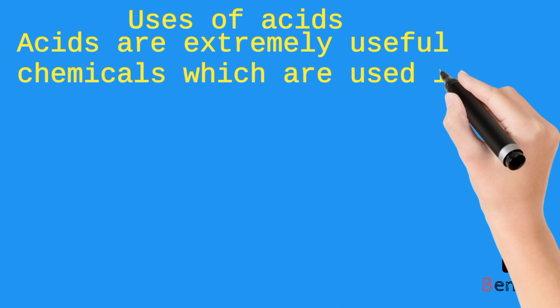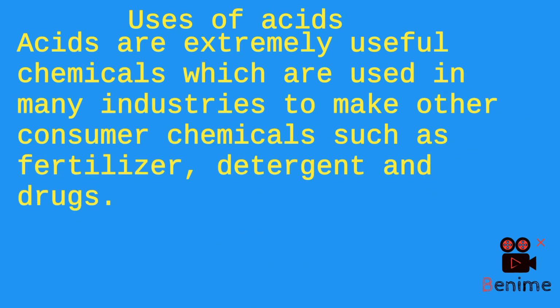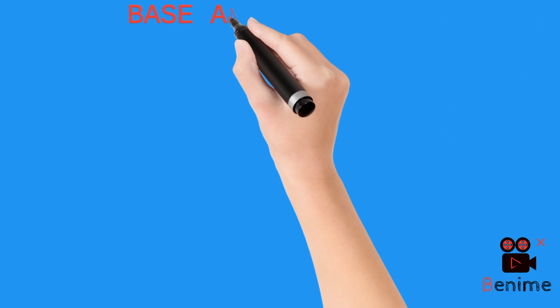Uses of acid. Acids are useful chemicals and they're used pretty much anywhere. So here are some uses of acid and how we use acid in our everyday life. Acids are extremely useful chemicals which we use in many industries to make consumer chemicals such as fertilizers, detergents, and including drugs.